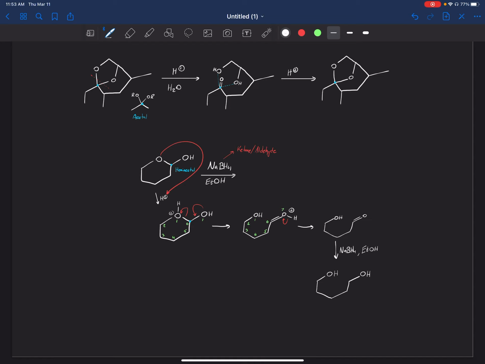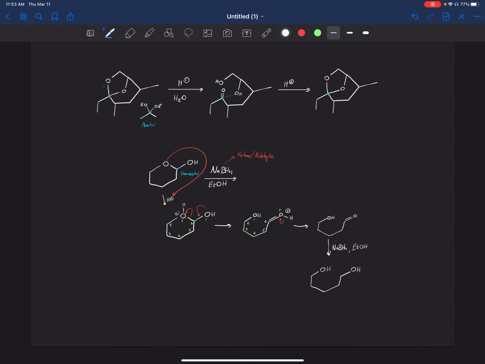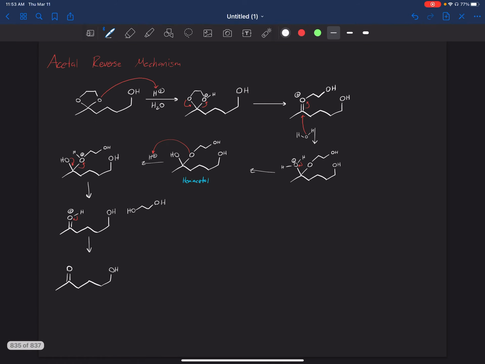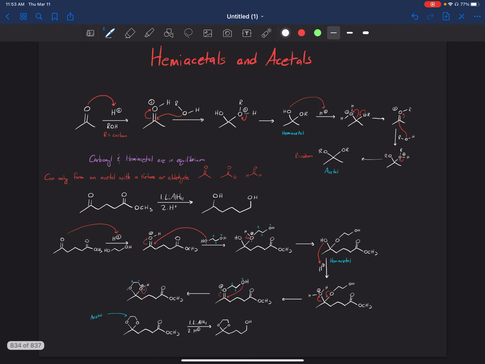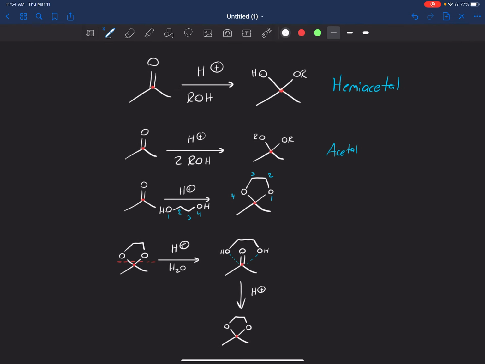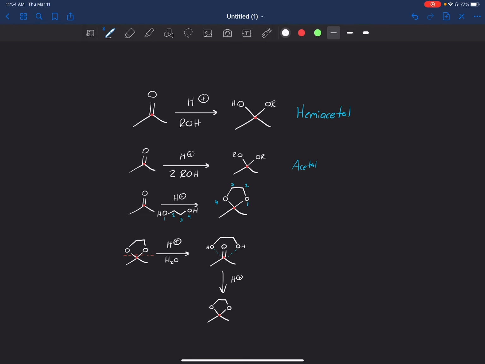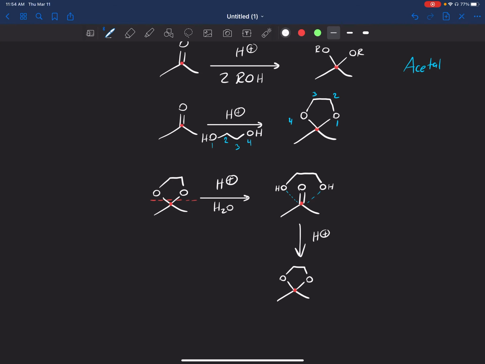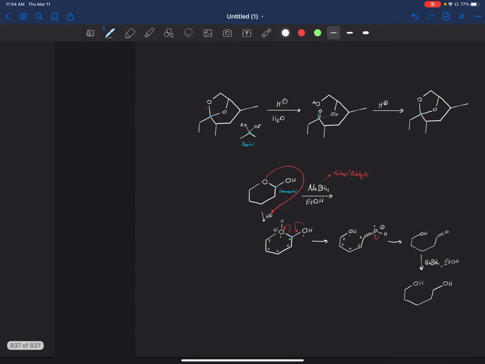So hopefully that clears it up, and I cannot stress this enough, guys. Please know these mechanisms: how to take off an acetal, the reverse mechanism, and how to form the hemiacetal and acetals. Knowing these mechanisms is going to help a lot. Also a good idea to use these shortcuts, because once you know the mechanism, you can then go to the shortcut, just to save you some time on the test, because doing these mechanisms on every question may be a little time-consuming.